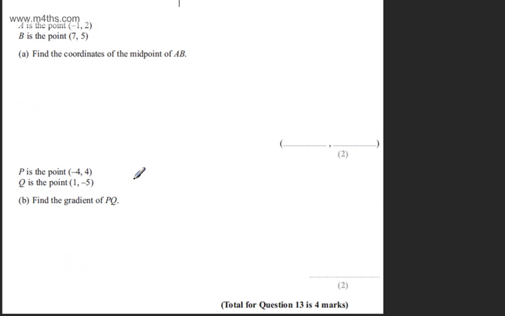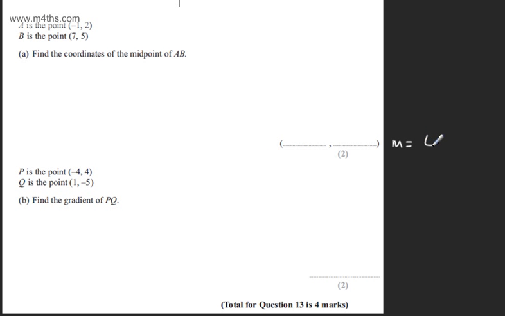In the next part, it says P is the point (-4, 4). Q is the point (1, -5). For 2 marks in part B, we need to find the gradient of PQ. The gradient is the change in y over the change in x. So I'm going to write m, which is the gradient, and it's entirely up to us. I could do 4 minus -5, or I could do -5 minus 4.